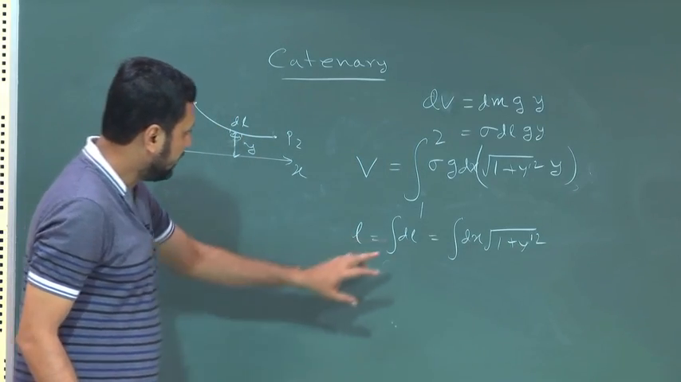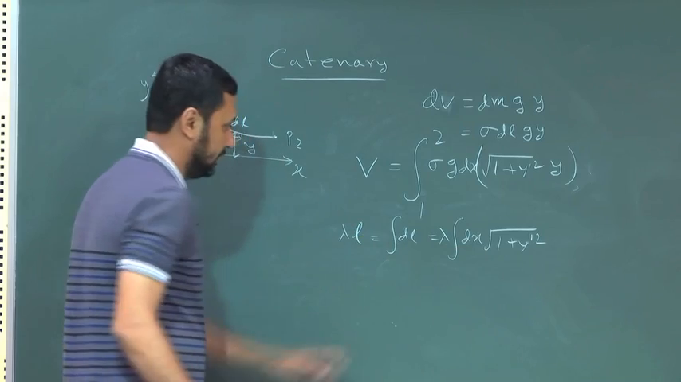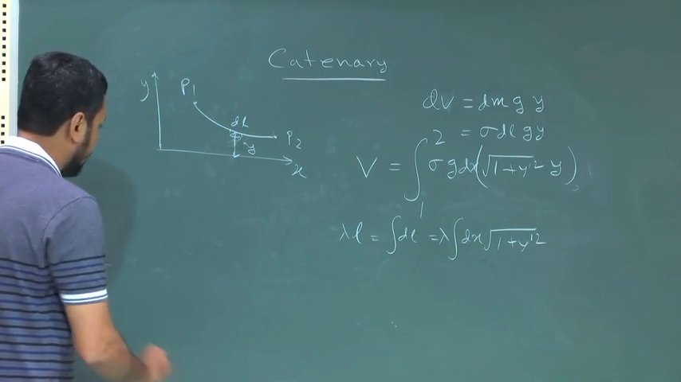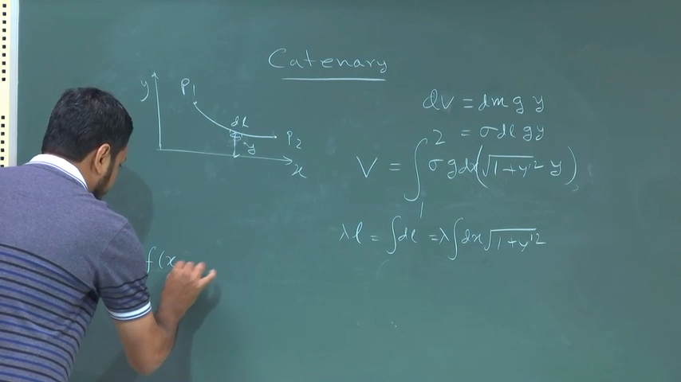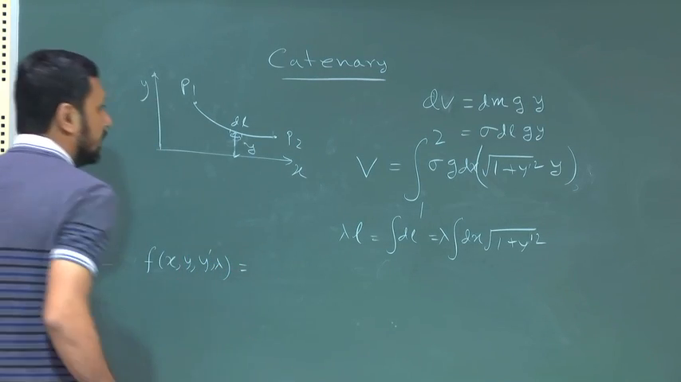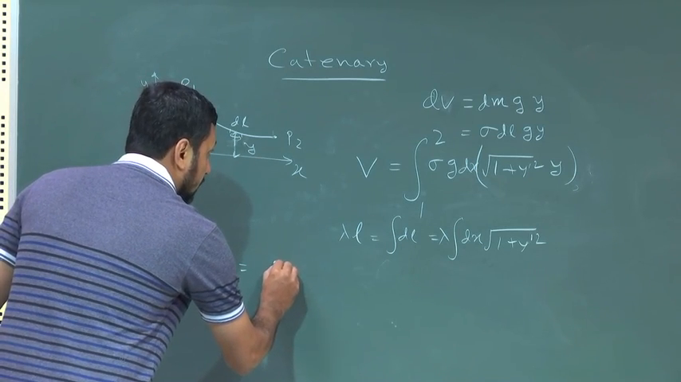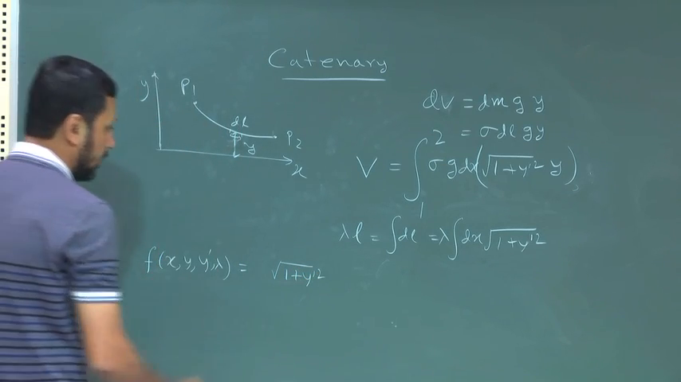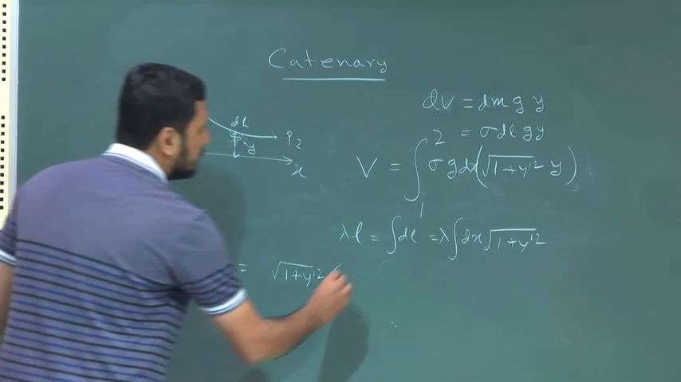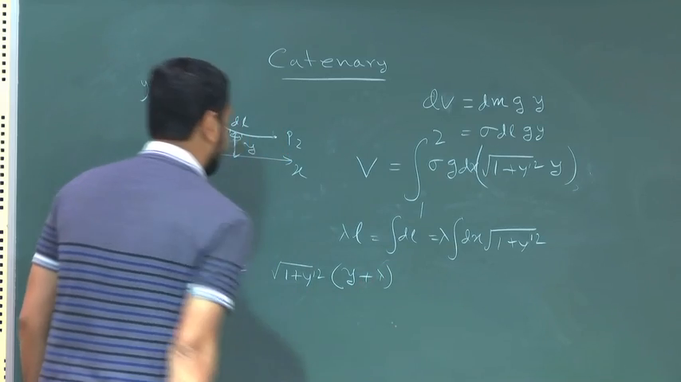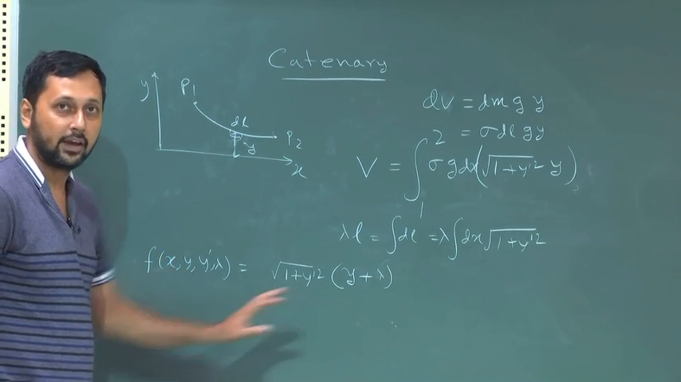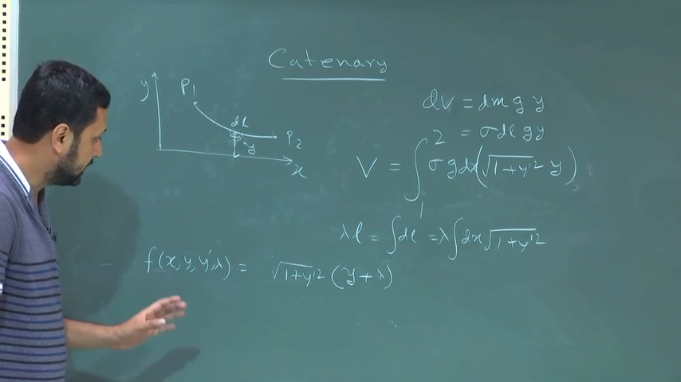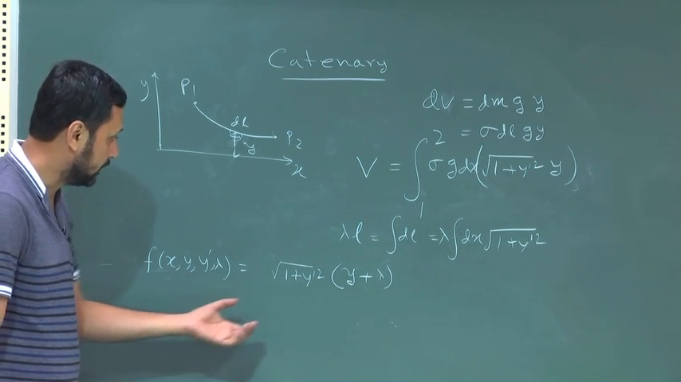Now, if I multiply this with a constant lambda, which is the Lagrange's undetermined multiplier, and construct a function which includes this, our final functional form will be f of x, y, y prime and lambda. Root over 1 plus y dash square will be the common factor in these two, and we will have y plus lambda. This will be my expression for f, and just like we did before, we have to find the set of differential equations which will include lambda.